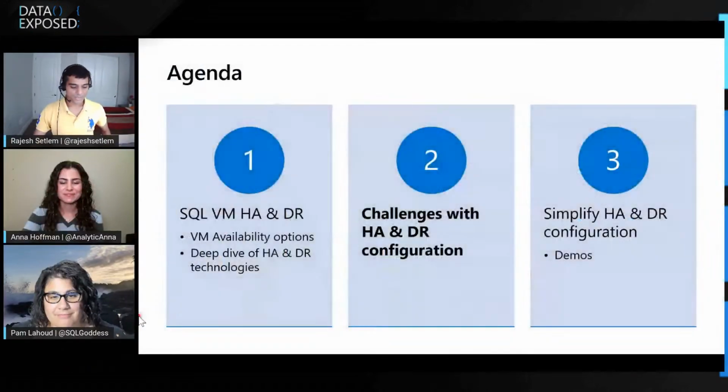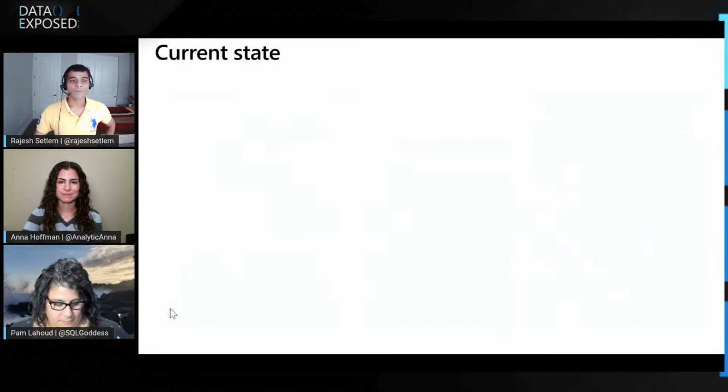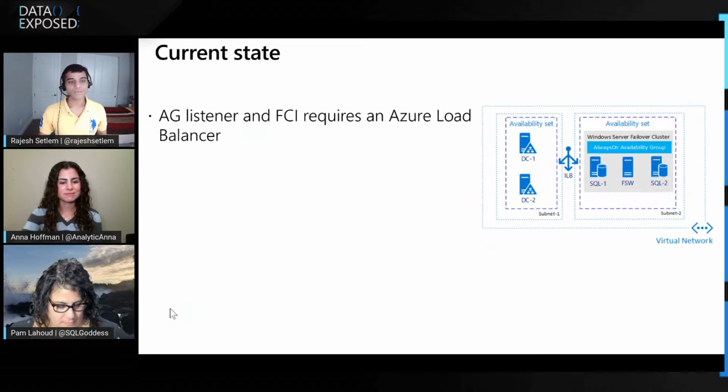With that, let's jump right into the second section, where I'll set the context of the current challenges with the HADR configuration. Obviously, there are two options, availability groups and FCI. But if you look at what customers are dealing with today in setting up AG on the Azure platform, for both AG Listener and FCI, you definitely need Azure Load Balancer. The diagram here has been copied from the Azure docs, and ILB stands for Internal Load Balancer, which is the same term for the Azure Load Balancer.